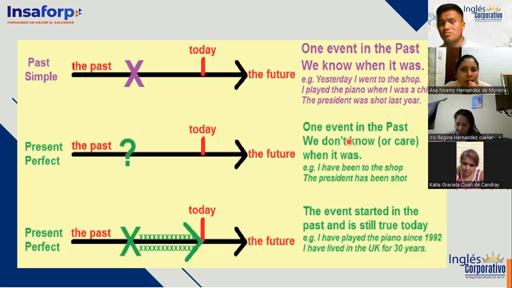Teacher, but is it necessary to have the auxiliary have been? Right. I mean, have been is not an auxiliary. The only auxiliary is have and has. Being there is the past participle of the verb be. Okay. That's it. Okay. Thank you.